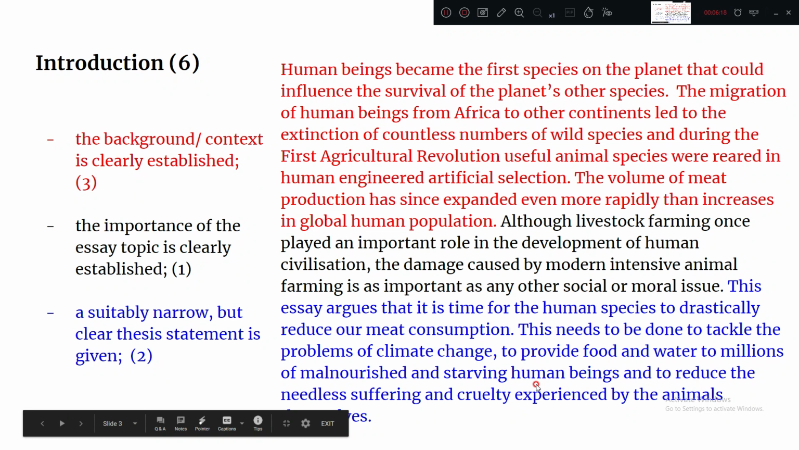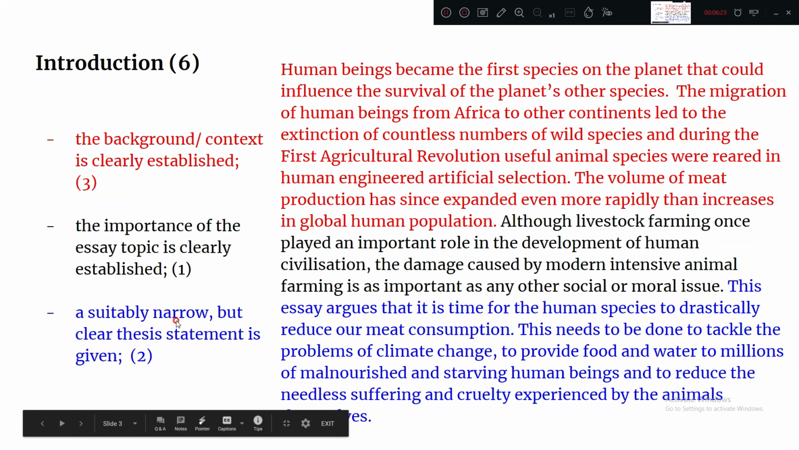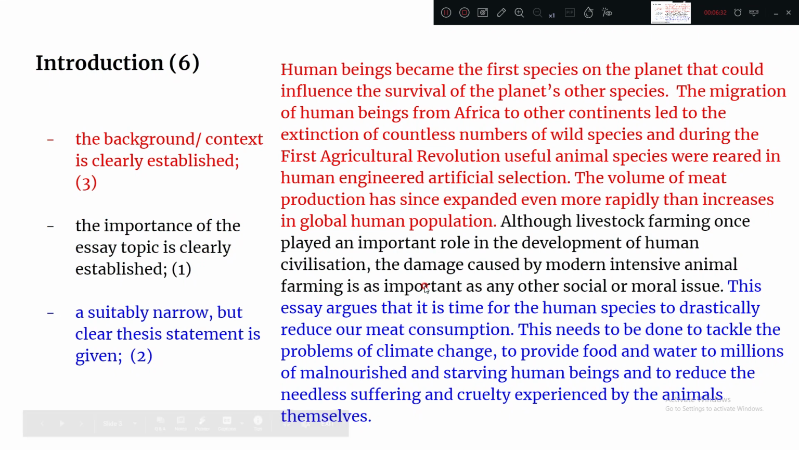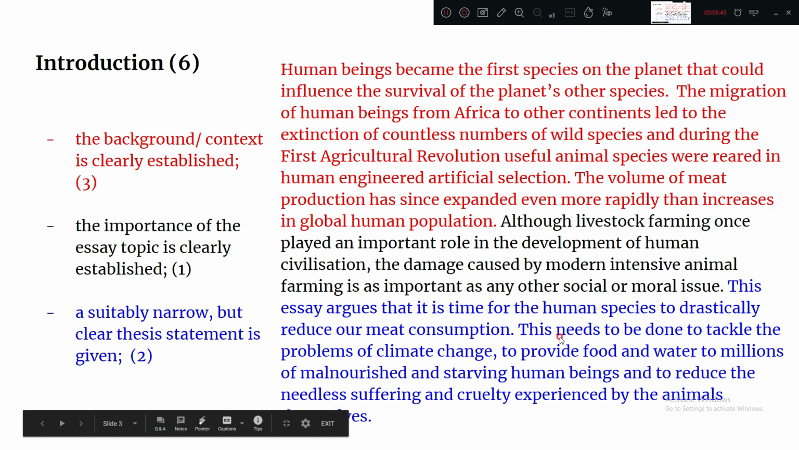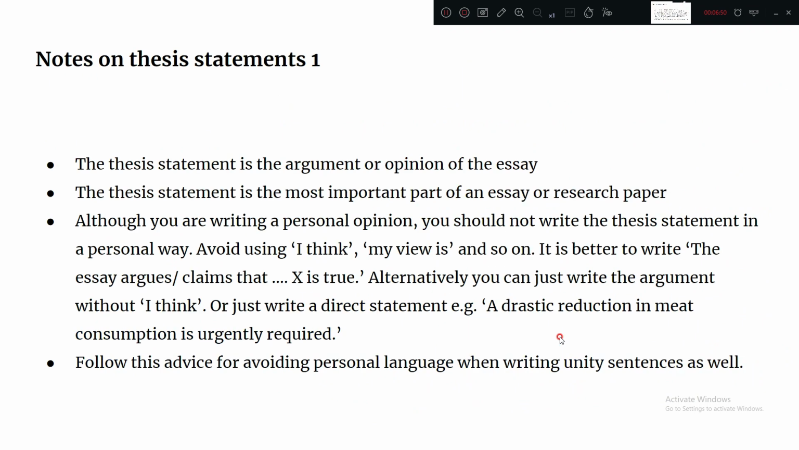So the thesis statement is the writer's viewpoint, and this should be narrow or specific and clear. So the first part of the statement is clear. This essay argues that it is time for the human species to drastically reduce our meat consumption. That is the clear part, and then the second part provides specific details. So let's look at this in a little bit more detail.